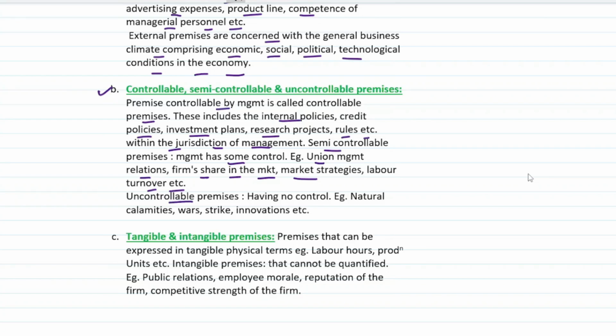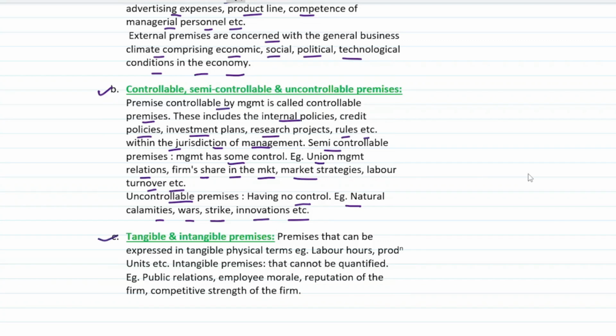Finally, you talk about uncontrollable premises. That is, you have no control. So what are these things which you don't have control over? It can be natural calamities, wars, strikes, innovations, etc. Right? So this is another categorization of the planning premises.